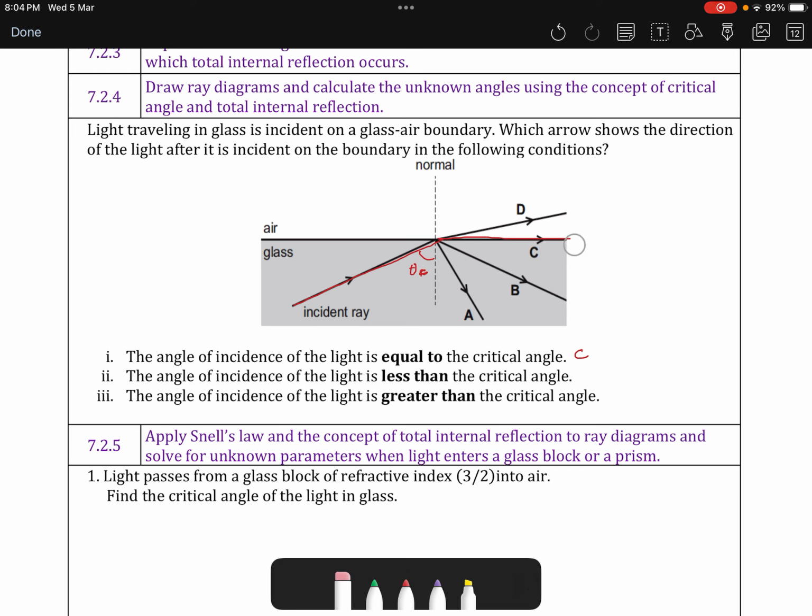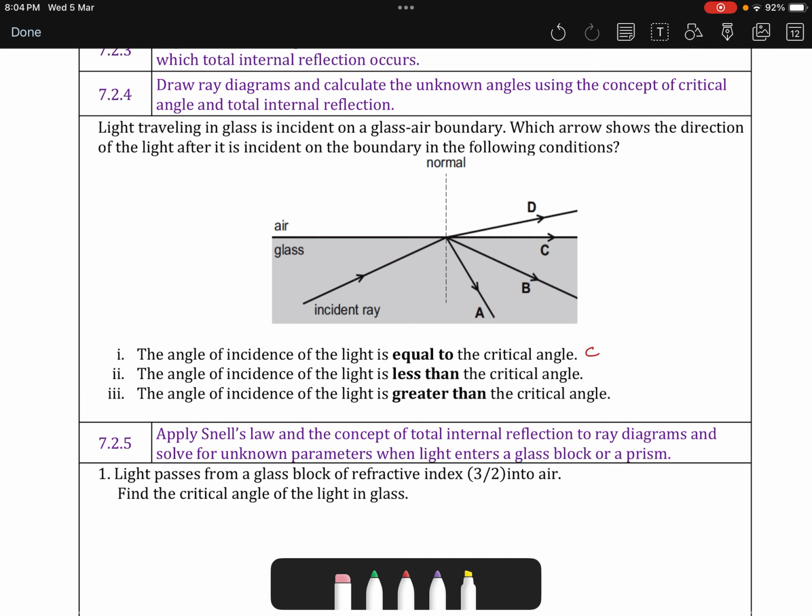Now, the second part. If the angle of incidence is less than the critical angle, theta is less than the critical angle, actually it will go like this. So it will refract, right? Because if it's less than the critical angle, it will refract. So the answer is D.